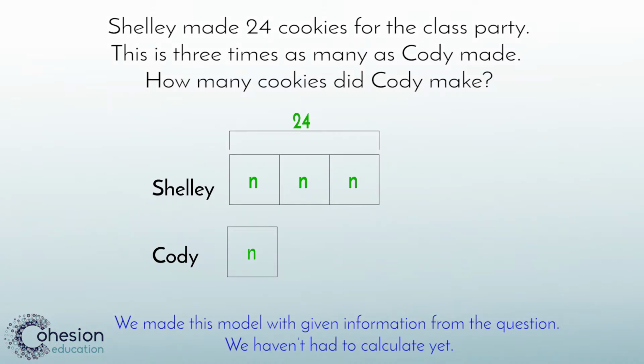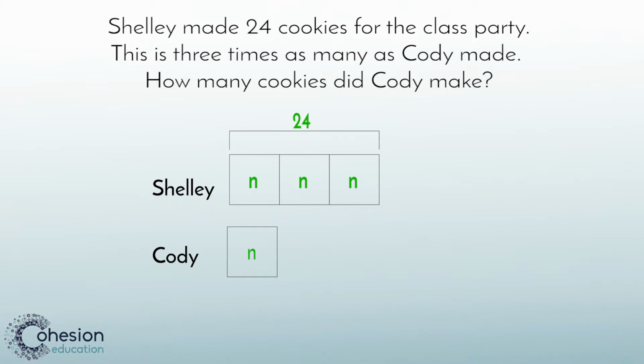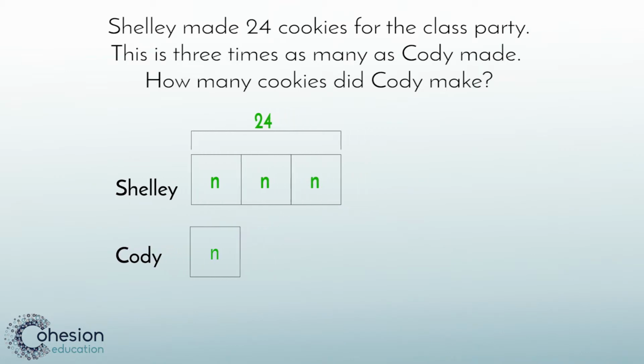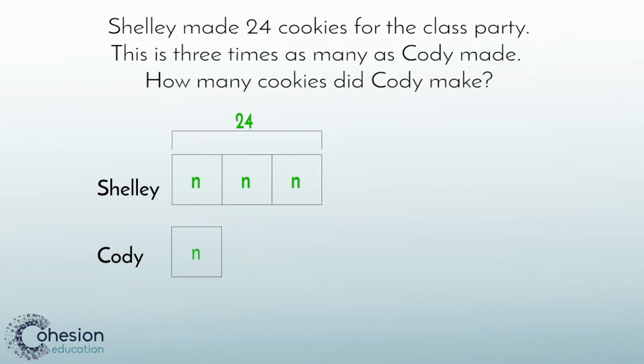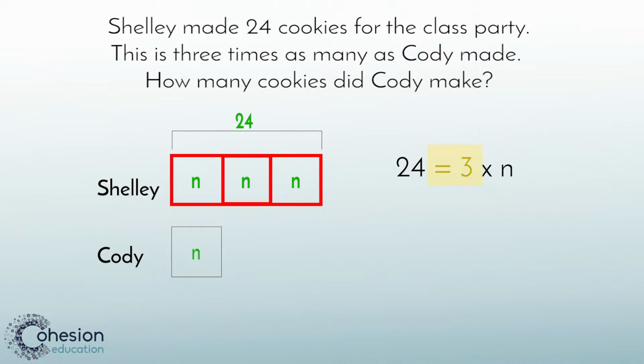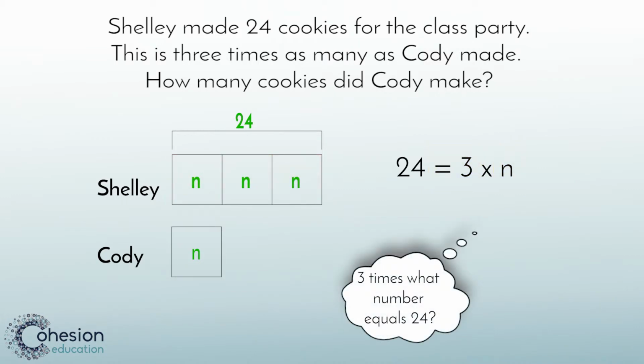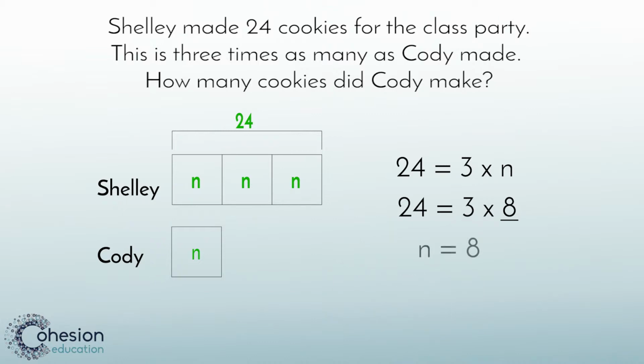Now that everything is drawn, I can begin to solve the problem. I can write an equation to show that Shelley has 24 cookies shared equally between 3 boxes. 24, the amount of cookies Shelley made, equals 3, the amount of boxes or groups, times N, the unknown amount of cookies in each group. Now I must ask myself, 3 times what number equals 24? 8, so the value of N is 8.